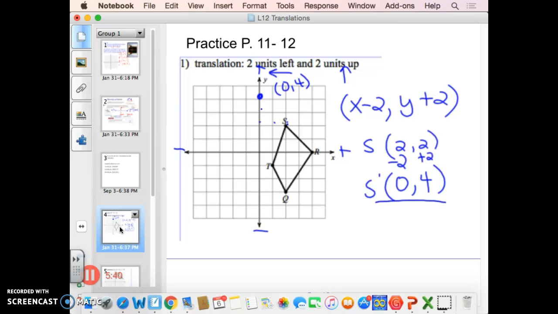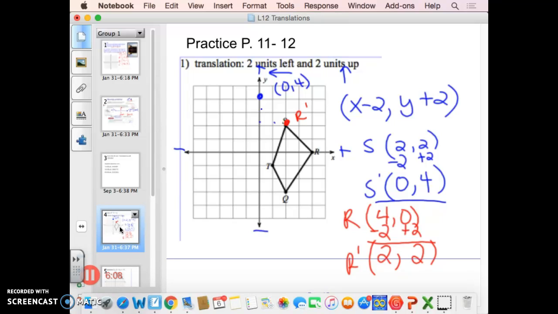Okay? And I can do the same thing for r. So r is currently at 4, 0. I would subtract 2 from my x-coordinate and add 2 to my y-coordinate, because that's my rule. And I would get 4 minus 2, which is 2, and 0 plus 2, which is 2. So my new coordinate, r prime, would be at 2, 2. So if I go back 2 and up 2, you'll see, in fact, that that is where it is.